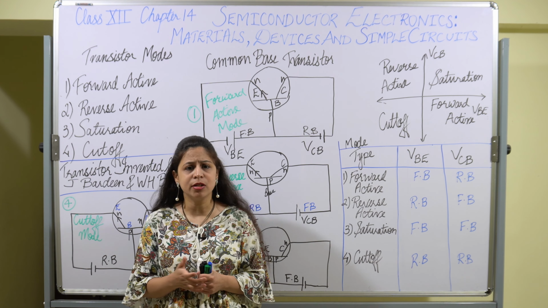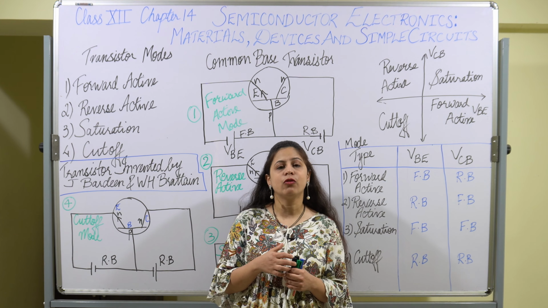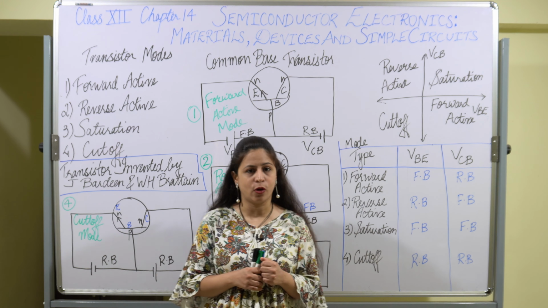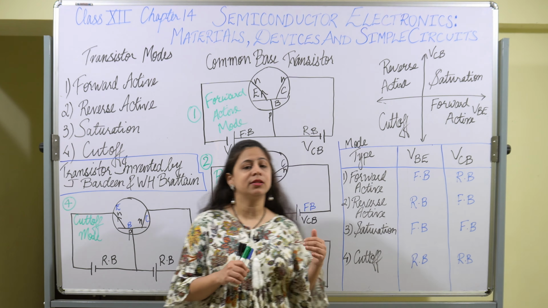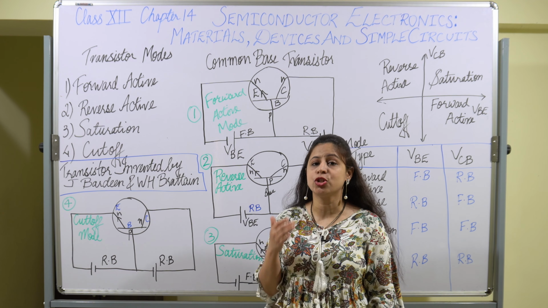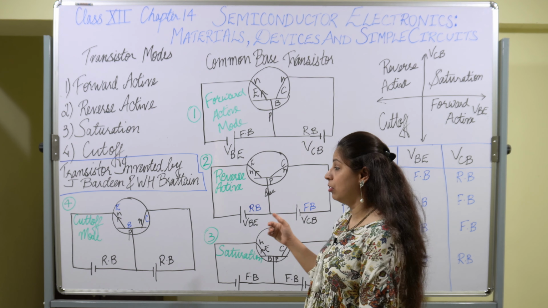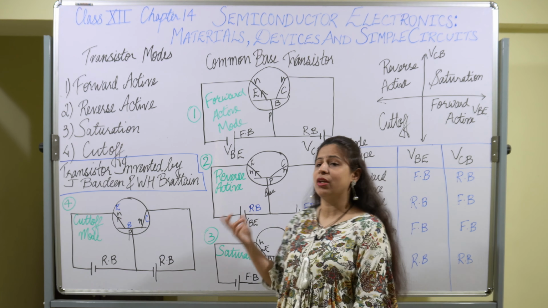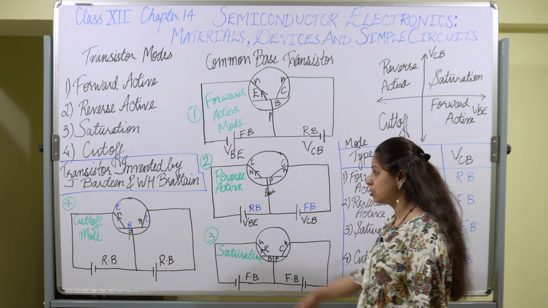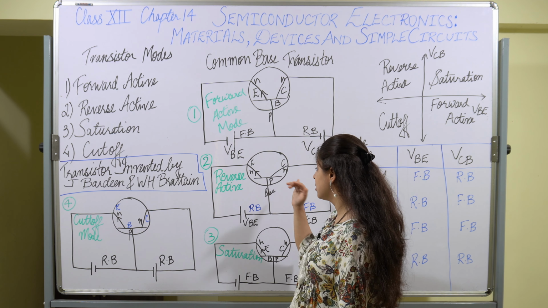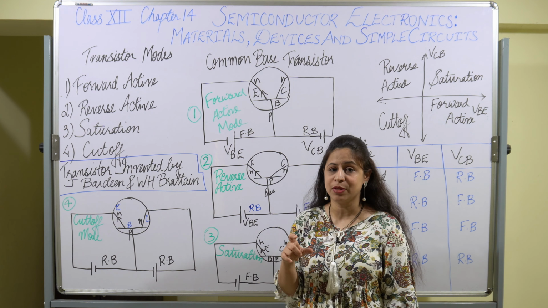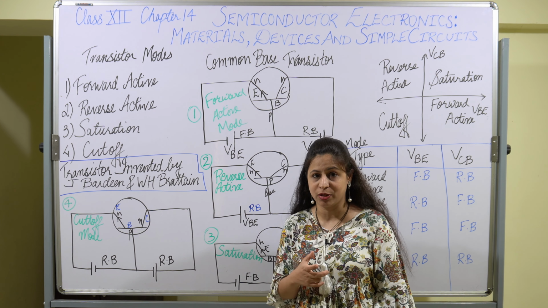Now these modes can be understood by taking any of the configurations. The configuration which I have taken here is the common base configuration, in which the base is common, and the type of transistor I have taken is the NPN transistor. We can also take the PNP transistor, it hardly matters. And an NPN transistor, we already know, is a transistor in which a P-type semiconductor is sandwiched between 2 N-type semiconductors.